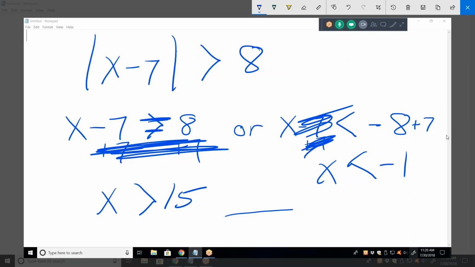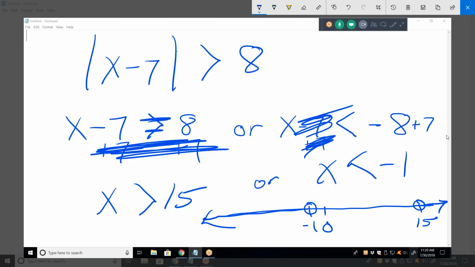Now notice if I graph that on a number line where that's 0, there's -1, here's 15. Notice the solution: x is greater than 15 or x is less than -1. So that's the graph of that. Again, notice only one variable. We're going to be able to graph the answer on a number line. If I have both an x and a y, then I have to graph it on an xy plane.